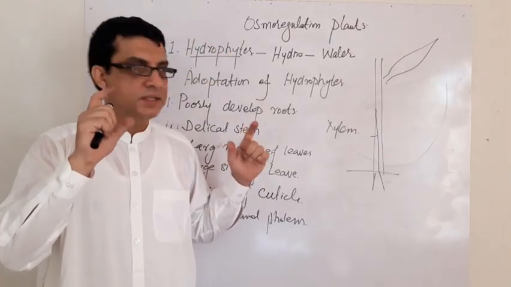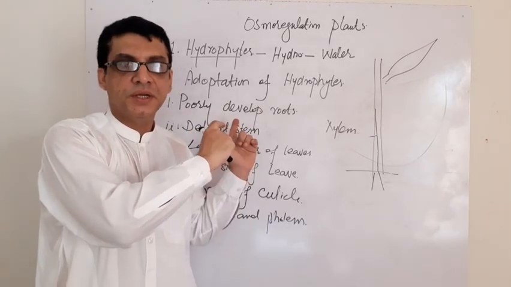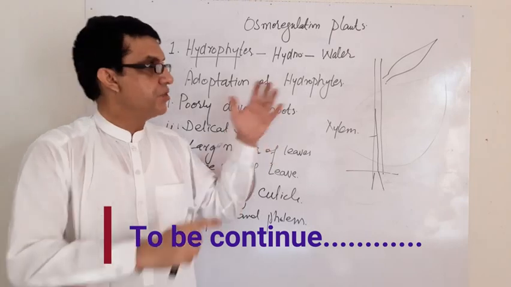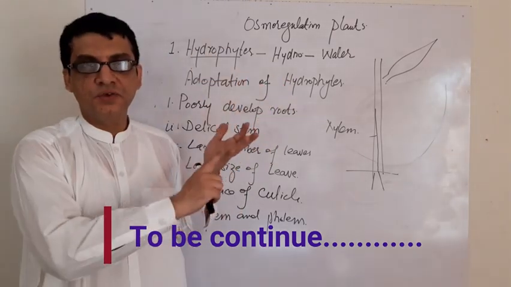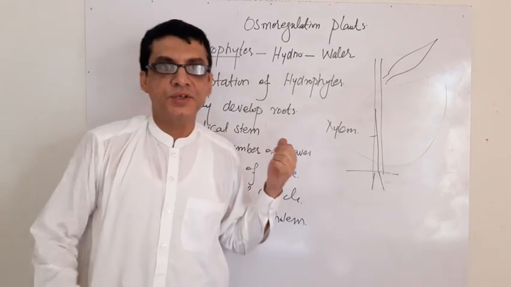hydrophytes. This lecture is to be continued, and in the next lecture we will discuss the remaining three plant types: xerophytes, halophytes and mesophytes. Thank you very much.